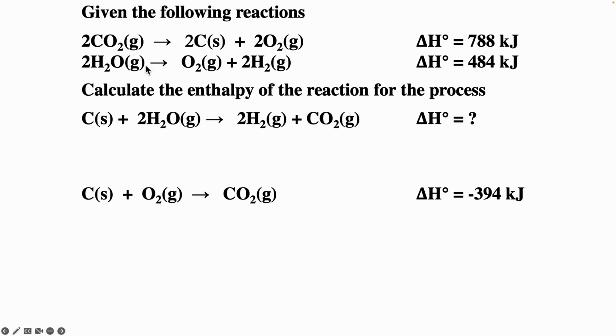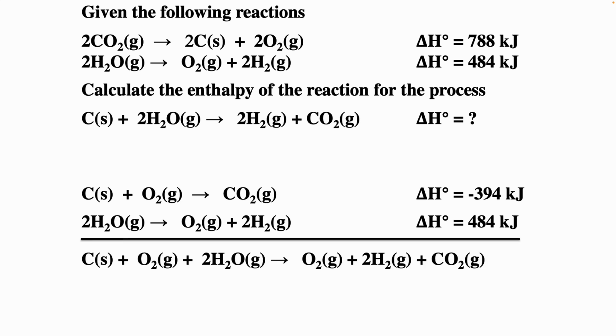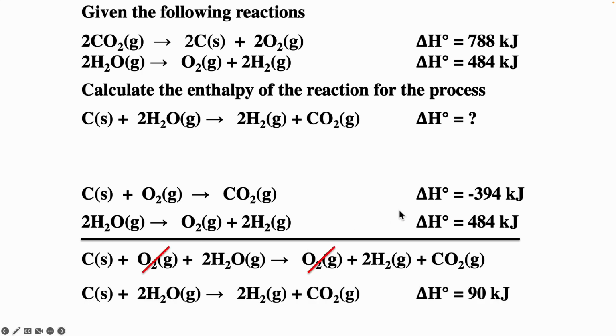And let's see, for this reaction, we have H2O gas, H2O gas, H2, H2. And so for the second reaction, I don't think we have to change it at all. And now if we add these two reactions, we get the reaction that we're looking for. Well, remember, things common on both sides cancel. And so if we add reactions, we add the corresponding delta H's. So 484 minus 394 gives us 90.